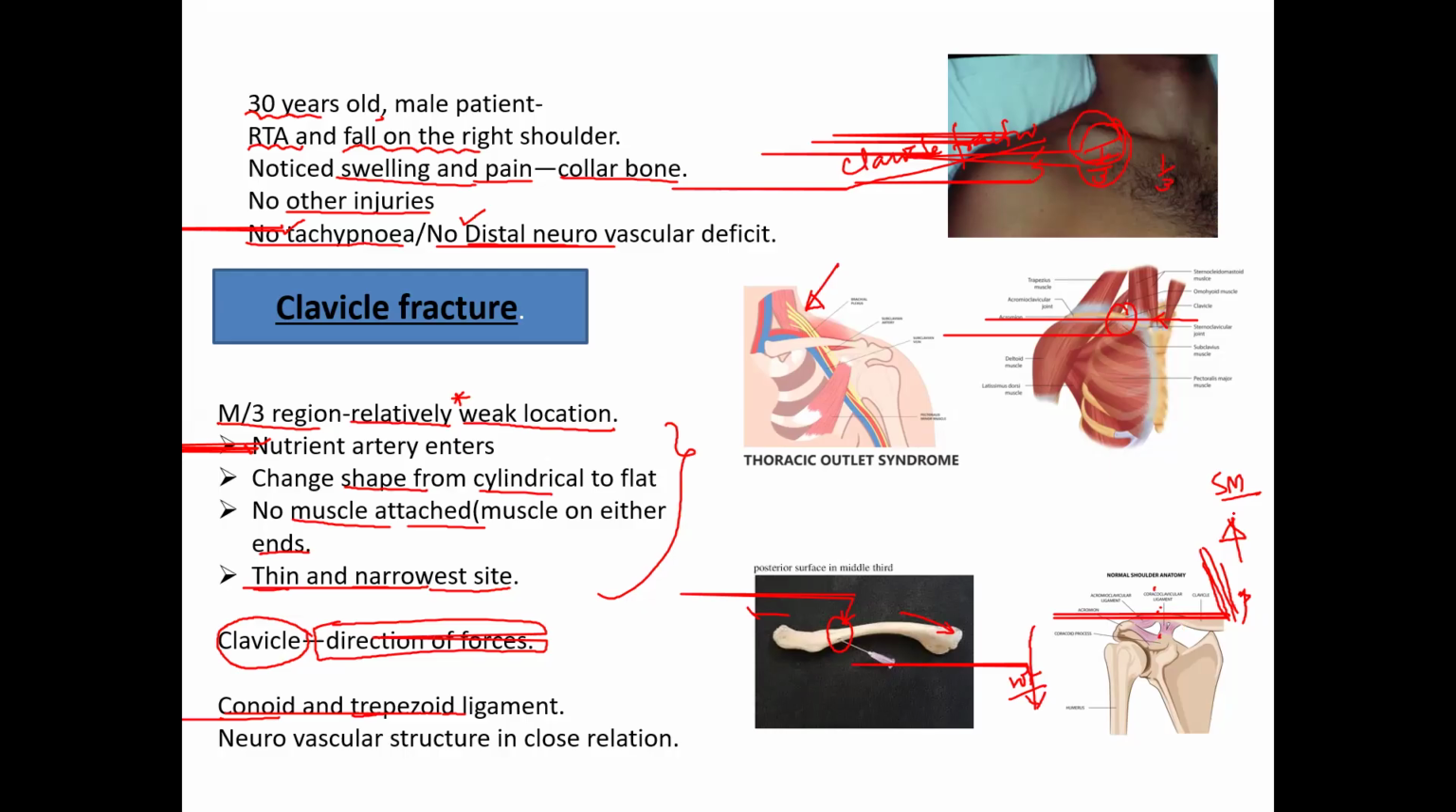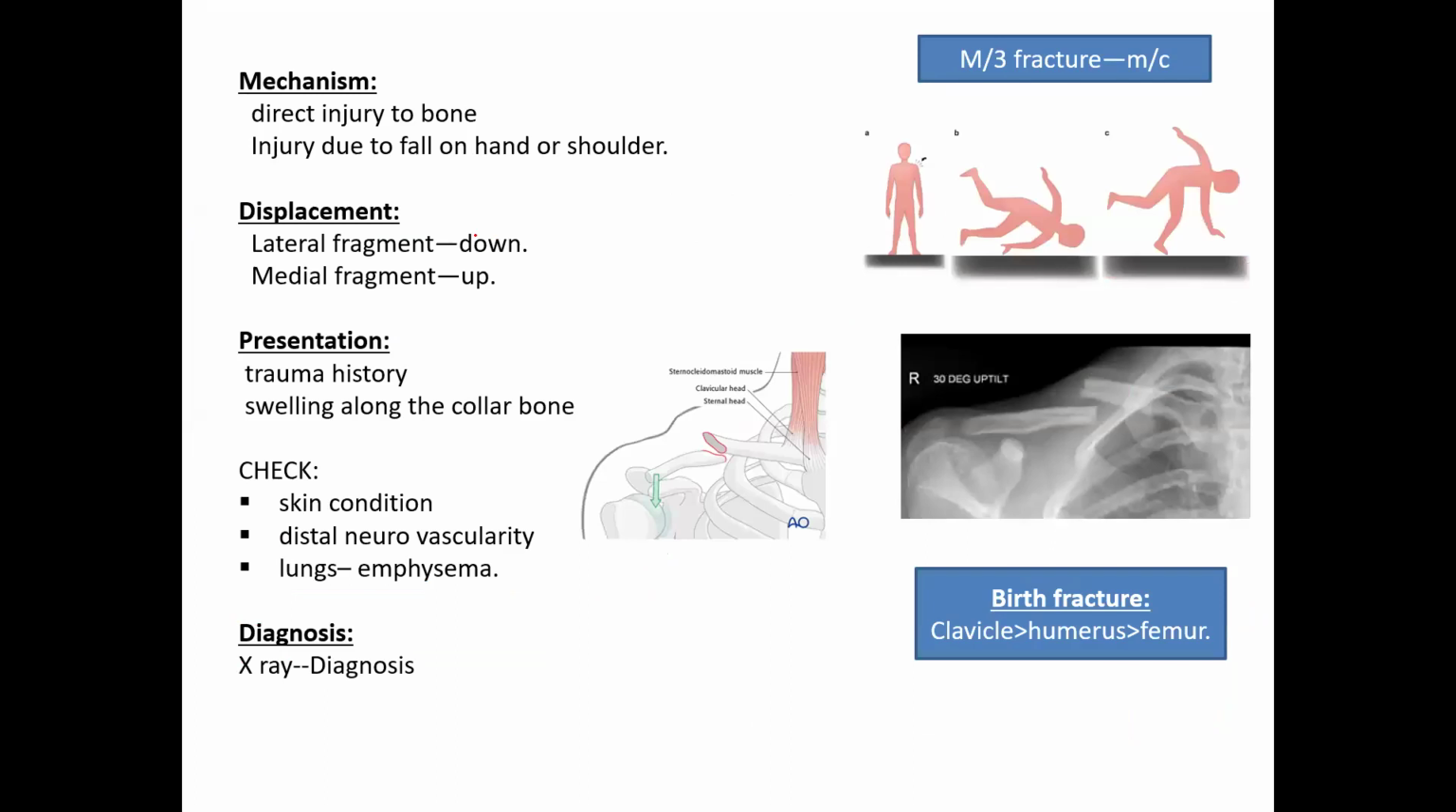With this anatomy and the reason for the fracture, we move on to the fracture per se. So what is the mechanism of injury? There are two types: either a direct blow to the collarbone, or injury indirectly due to a fall on the hand or on the shoulder. If you see this, this is one mechanism where there is a direct hit over the clavicle. Or the second is indirect, by fall on the shoulder or fall on the outstretched hand. This is the direct or indirect mechanism of injury for the clavicle fracture.